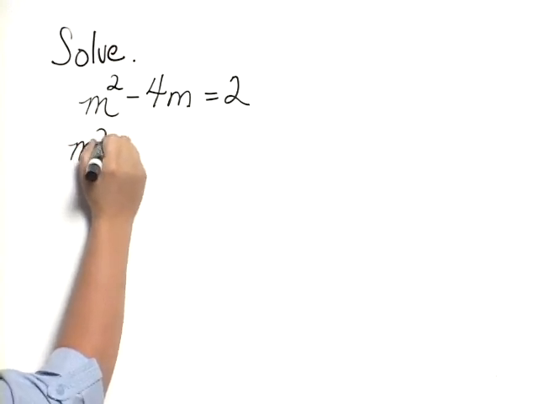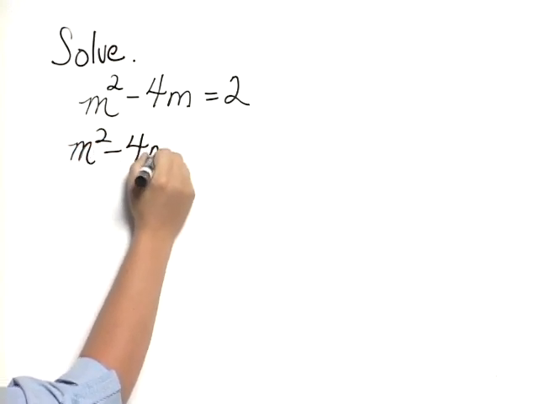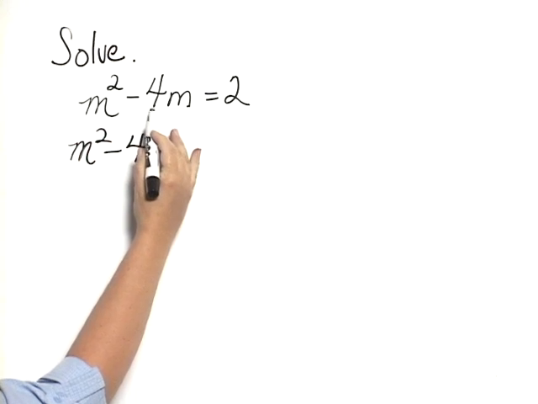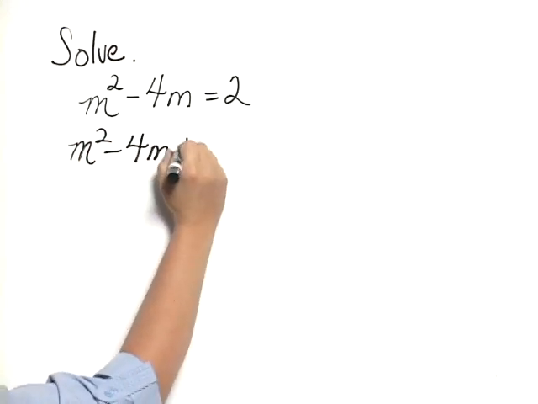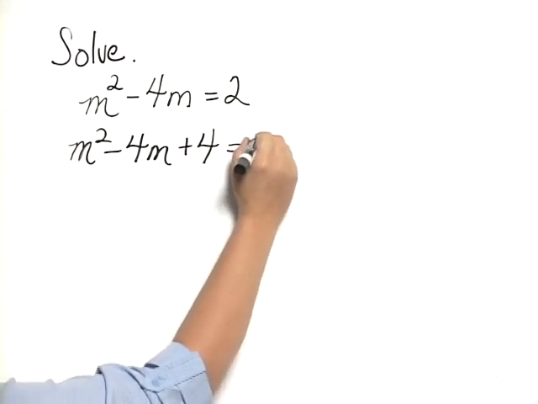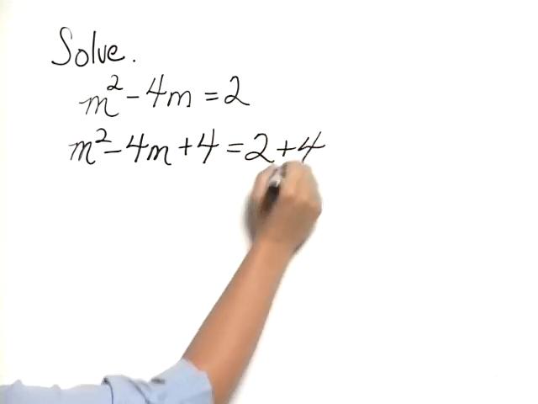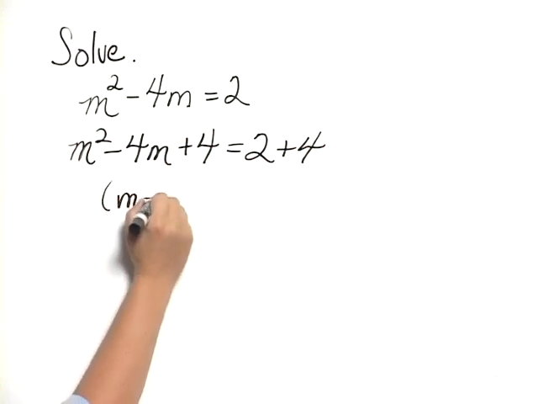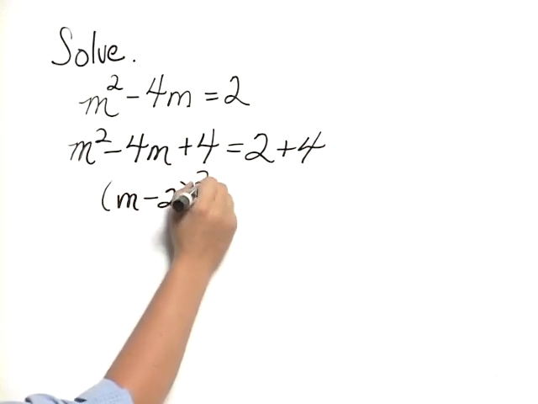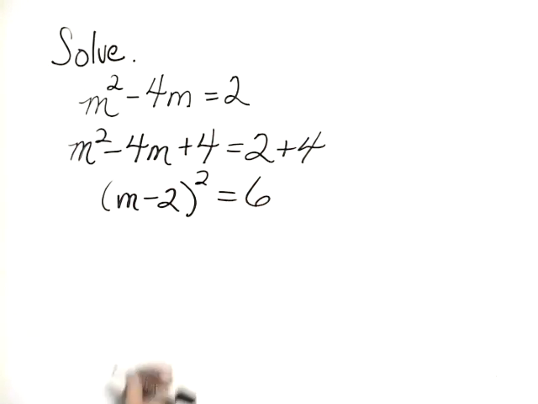We have m squared minus 4m. We take half of negative 4, which is negative 2, and square it, which is 4, and add 4 to both sides of the equation. After we've done this, we can factor it as m minus 2 squared equals 6.